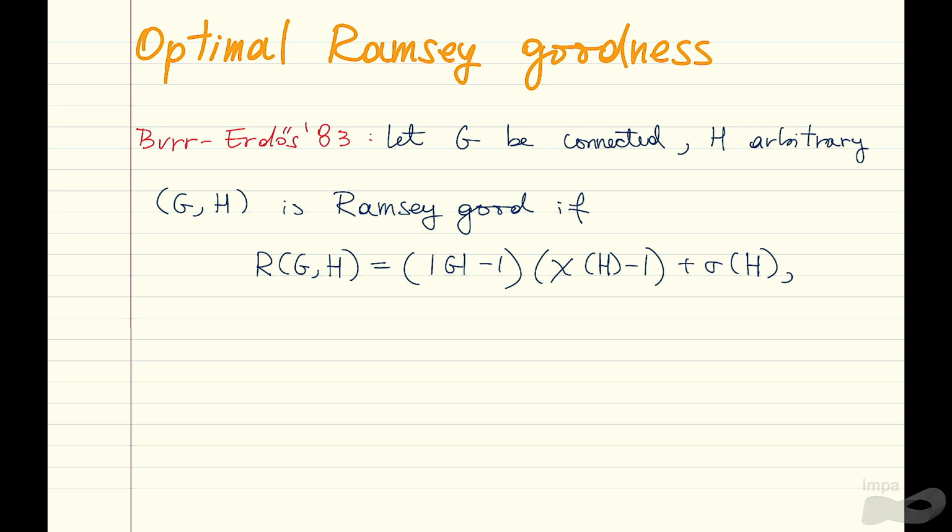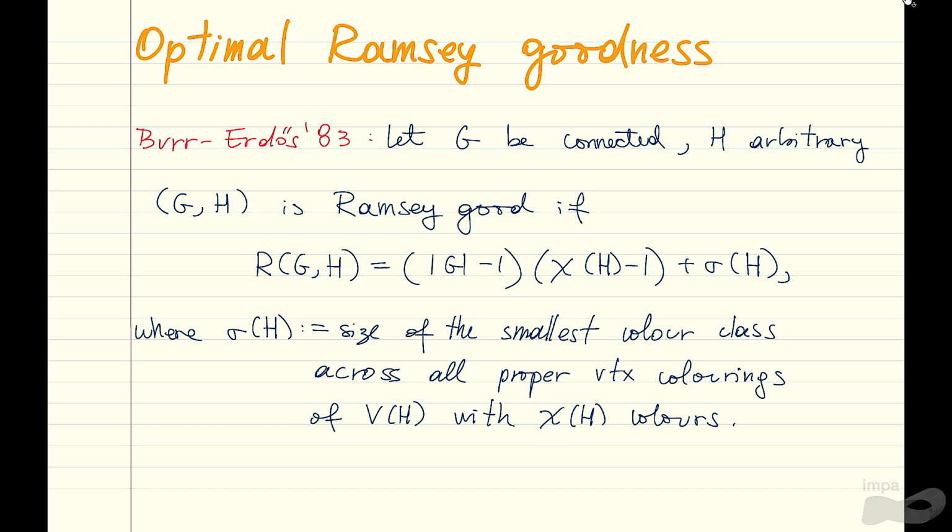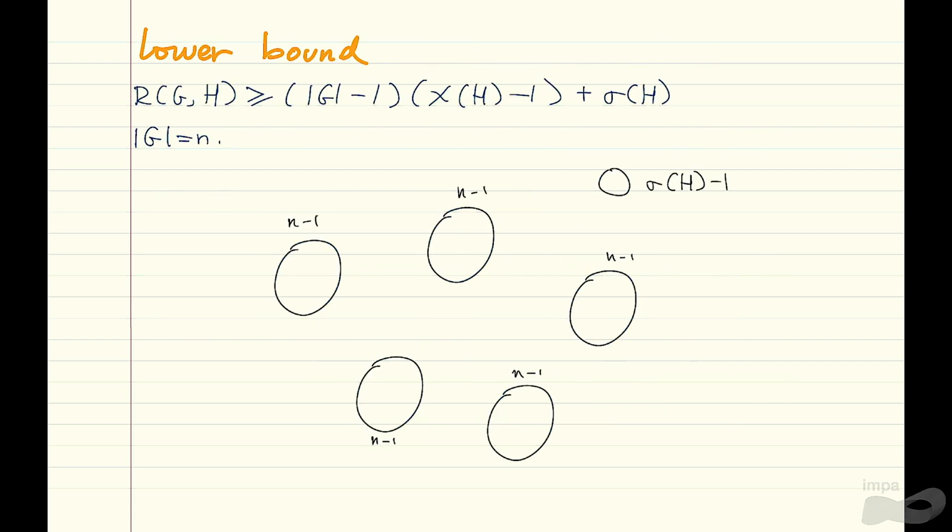I hope everybody here knows about Ramsey numbers. The Ramsey goodness name was coined by Burr and Erdős in the 80s, and it's defined as follows. We have a graph G which is connected, and a graph H which is any graph. We say this pair G, H is Ramsey good if the Ramsey number of G versus H satisfies this condition here. It's exactly the size of G minus 1 times the chromatic number of H minus 1, plus a parameter depending only on H, which is the size of the smallest color class across all proper vertex colorings of H with exactly chromatic number of H colors.